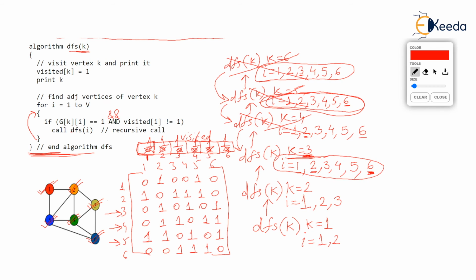So this for loop of i in DFS(3) also comes to an end. What that means is DFS(3) ends, resuming DFS(2). DFS(2) will make i equal to 4, no use. 2 and 4 are adjacent but 4 is visited. 5, 2 and 5 are adjacent but 5 is visited. 6, 2 and 6 are not adjacent. And the for loop again ends. i has gone entirely from 1 to 6. So DFS(2) ends, and now we resume DFS(k) where k was 1.